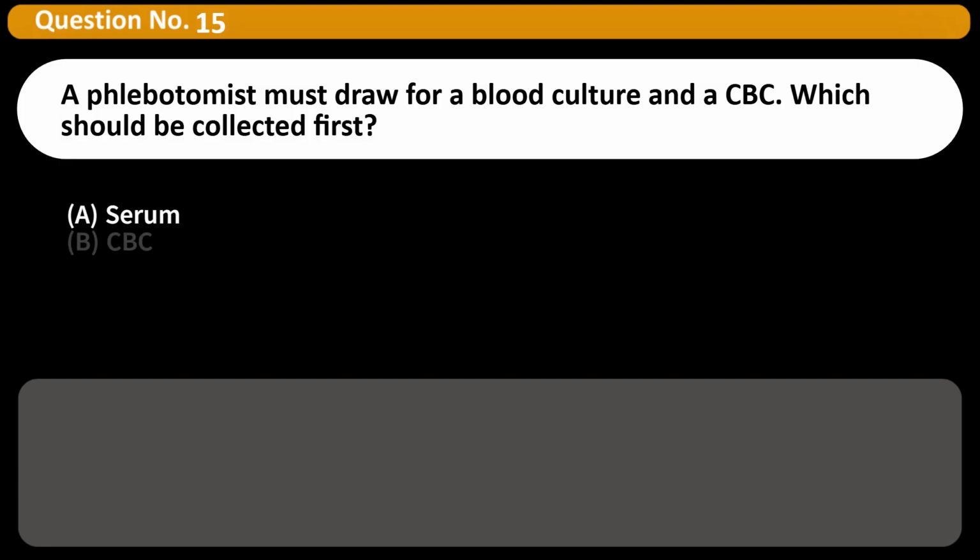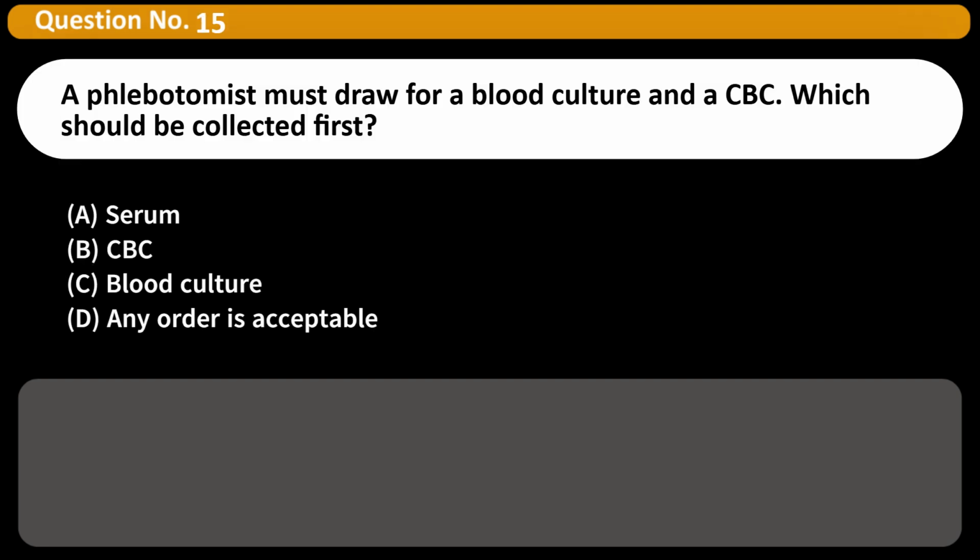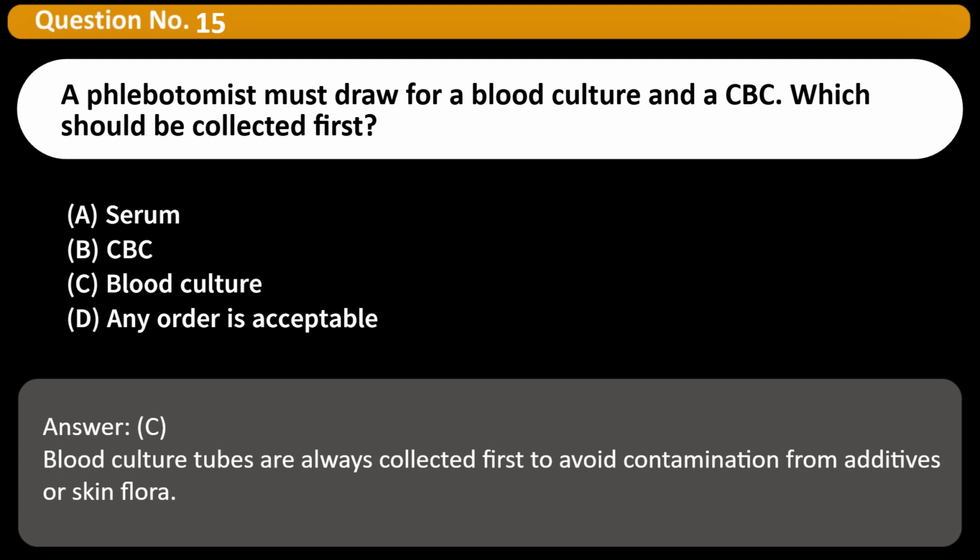A phlebotomist must draw for a blood culture and a CBC. Which should be collected first? A. Serum. B. CBC. C. Blood culture. D. Any order is acceptable. Answer C. Blood culture tubes are always collected first to avoid contamination from additives or skin flora.